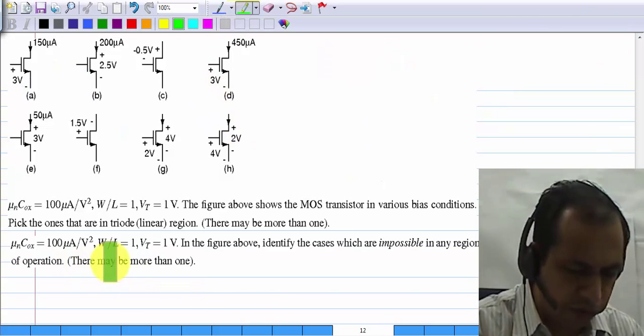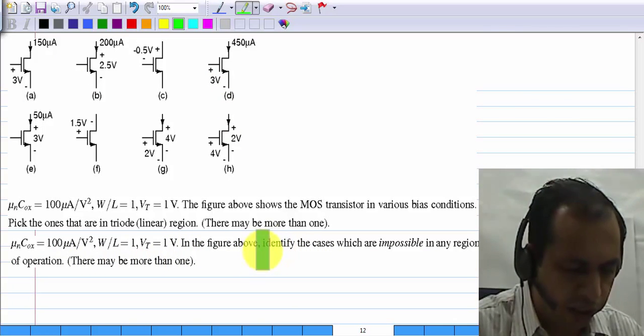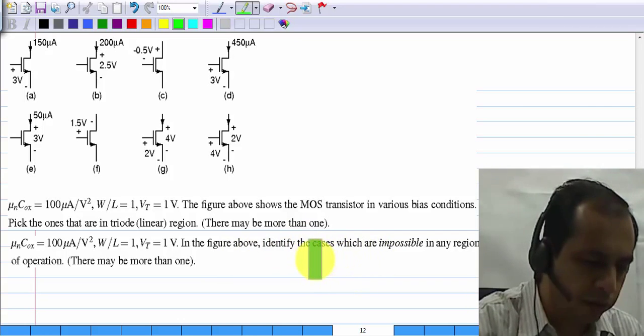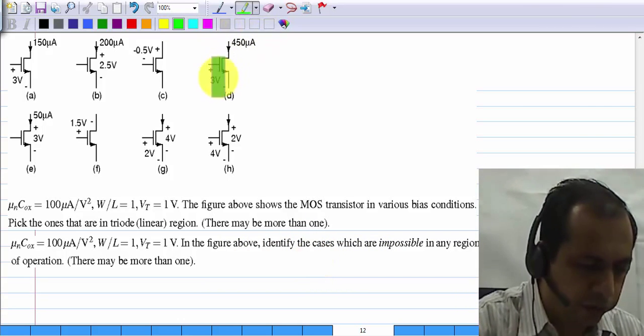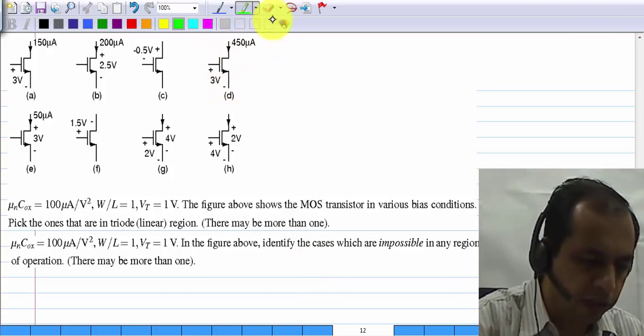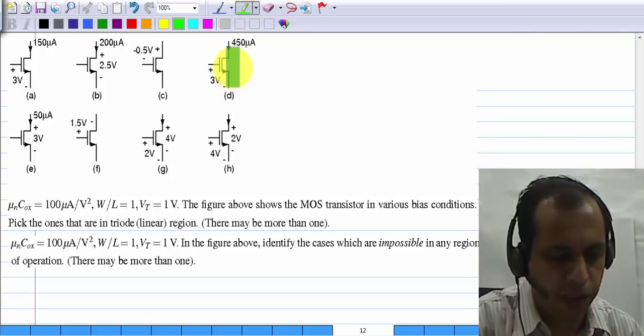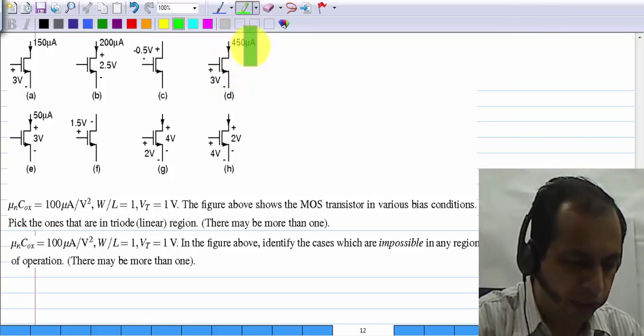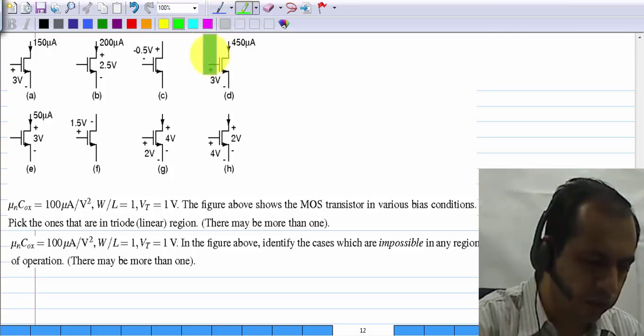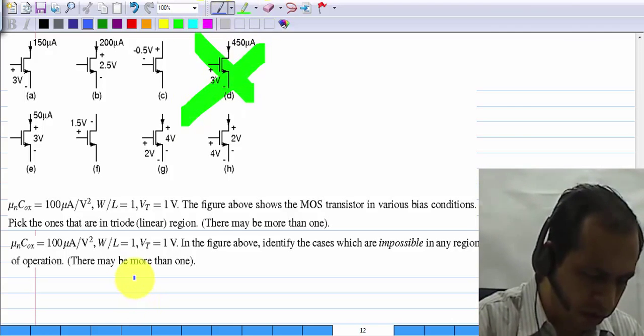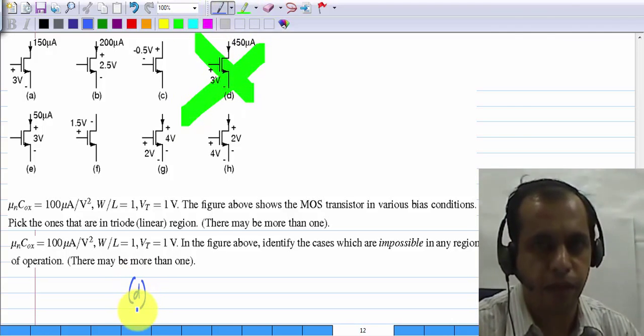And in this case, you are asked for cases which are impossible in any region of operation. So that we had already identified. If you have 3 volts of VGS, the saturation current is 200 microamperes, and here a current of 450 microamperes is indicated. So this one is not possible at all. So D is the correct answer.